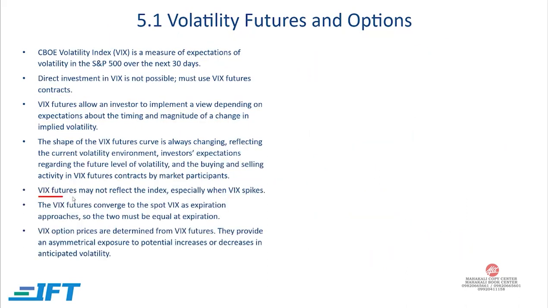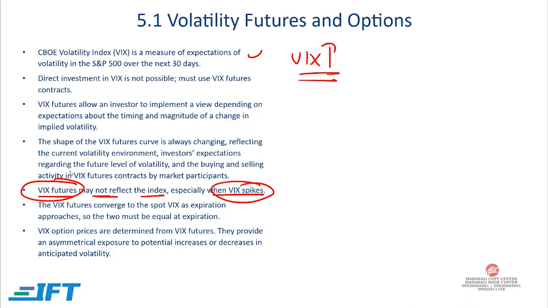The next point is that VIX futures may not reflect the index, especially when VIX spikes. So here again, we need to draw the distinction between the VIX index itself, which is what we talked about over here, and VIX futures, which are based on the index. There might be a situation where there is a sudden concern in the market and the VIX index spikes, but this is a short-term spike which will not have a huge impact on VIX futures that will expire in a few months' time. So therefore, VIX futures do not necessarily reflect the current value of the index.